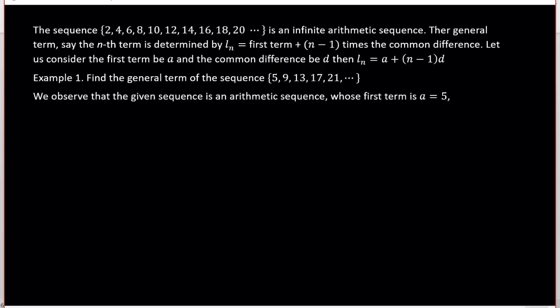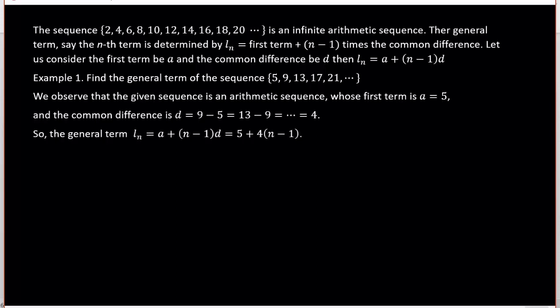The first term in this case, a, equals 5. The common difference, as we have said, is 4. And then the general term will be a plus n minus 1 times d, and your a is 5 and d is 4. So you get 5 plus 4 times n minus 1. Further simplification, if you want, you can do, otherwise just leave it there. That's the general term.